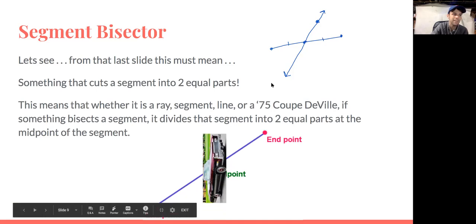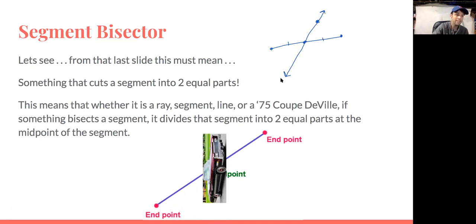Anything that cuts our segment into two equal parts, that passes through the midpoint in some way, or is the midpoint, we would refer to that as a segment bisector, because that's what it's doing. It's bisecting our segment.